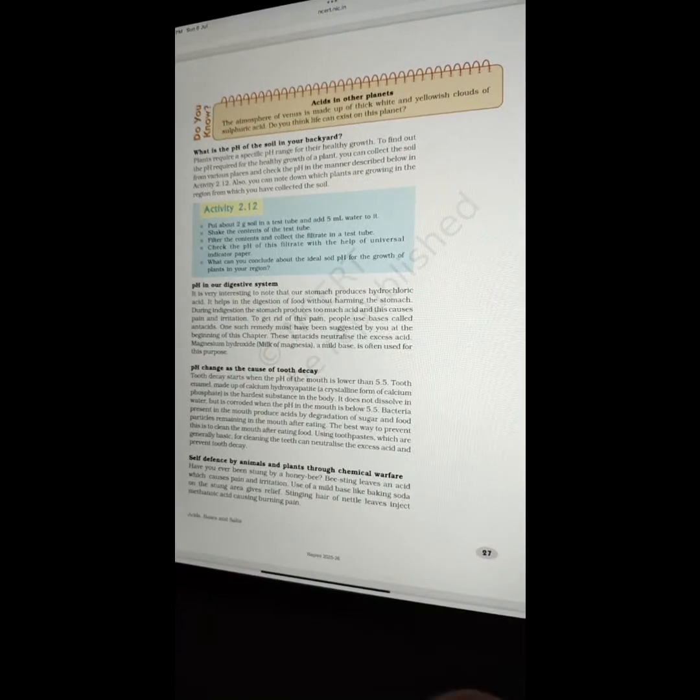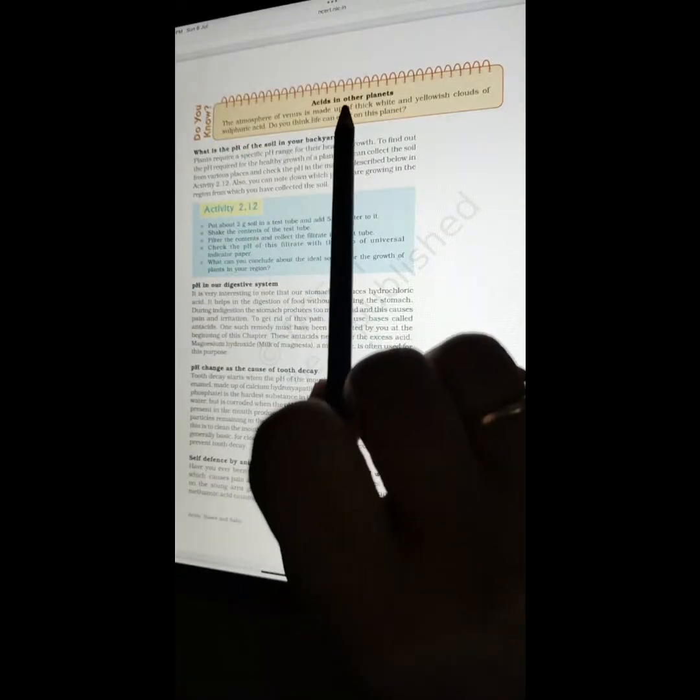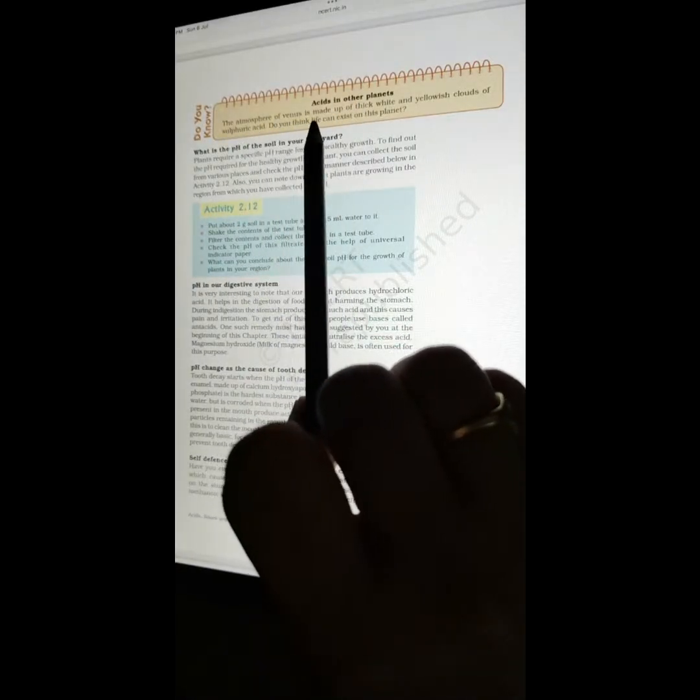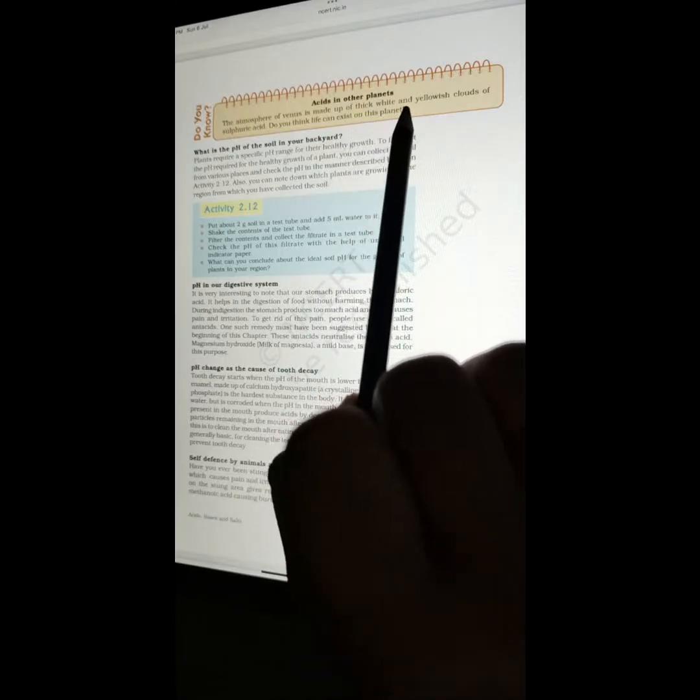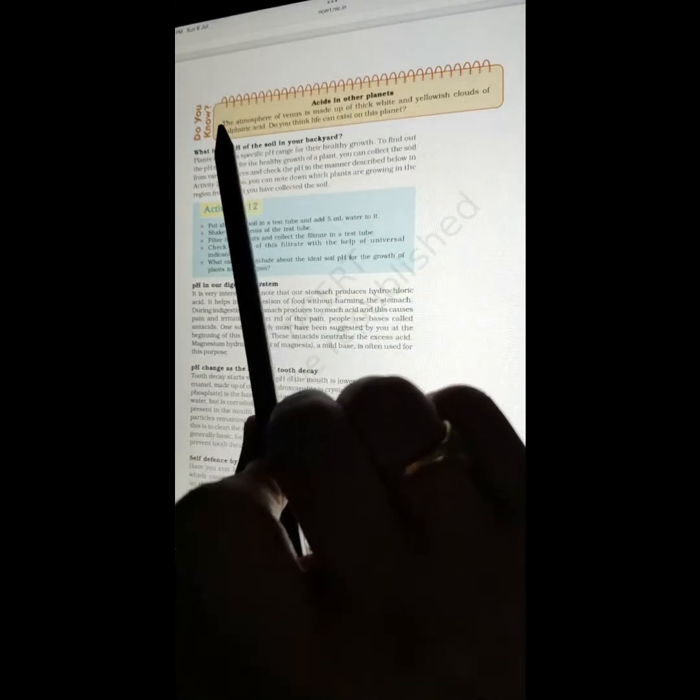I hope the screen is visible. Do you know acids in other planets? The atmosphere of Venus is made up of thick white and yellowish clouds of sulfuric acid.